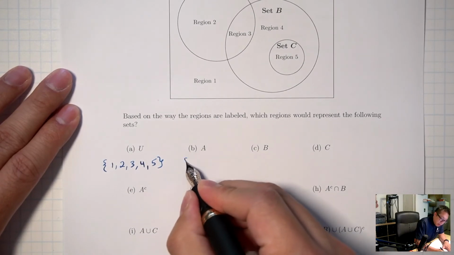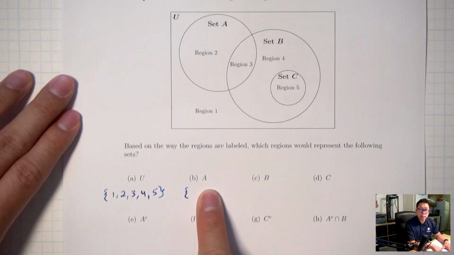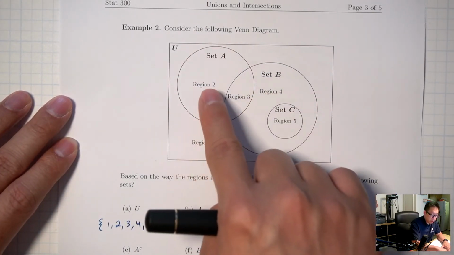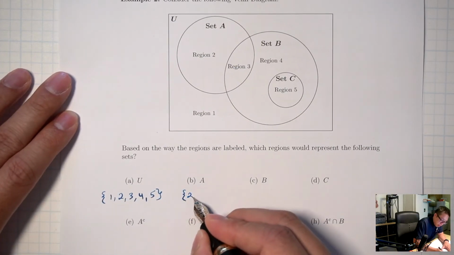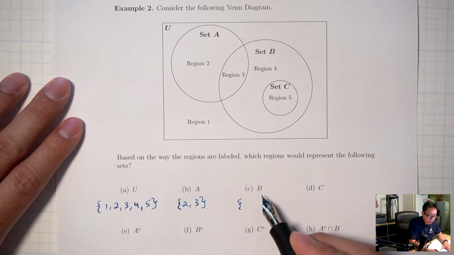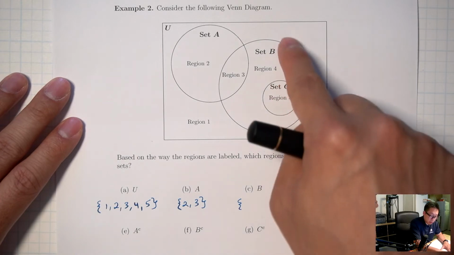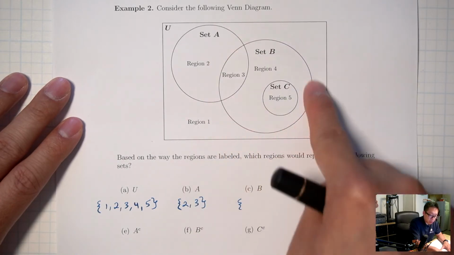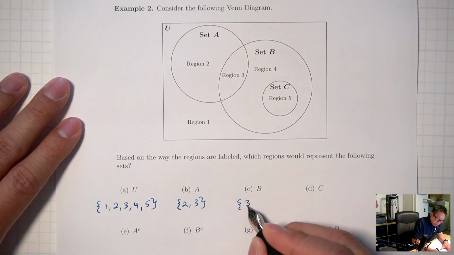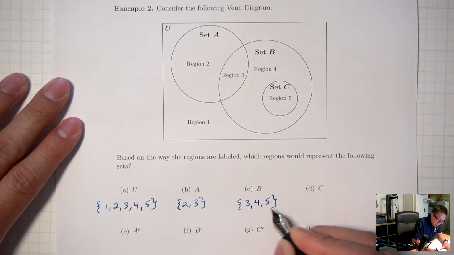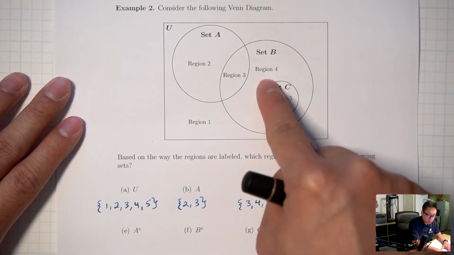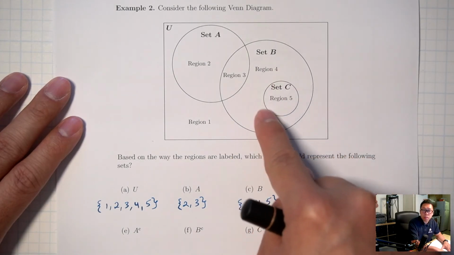Next up is A. What regions are inside of set A? So A is this circle here. What regions are inside of A? 2 and 3. Next is B. What regions are inside of B? So B is this circle, big circle here. What regions are inside of B? 3, 4, and 5. C. So C is the small circle. What region is inside of the small circle? Just 5.